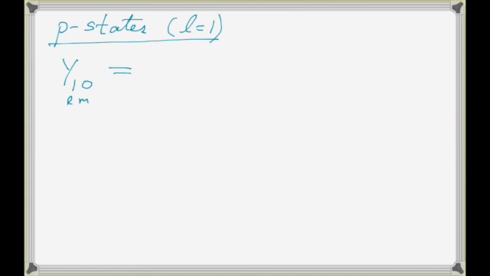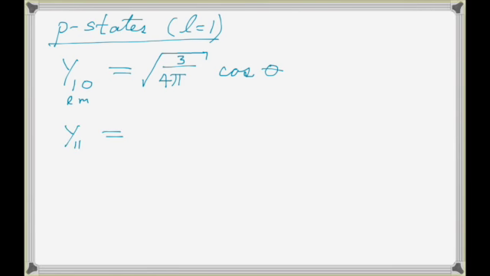Okay, for the p states, as we said, you're going to have three of them. The first index is L, the second one is M. So this is Y, L equals 1, M equals 0, and that's square root of 3 over 4 pi cosine theta. That's our Y10.